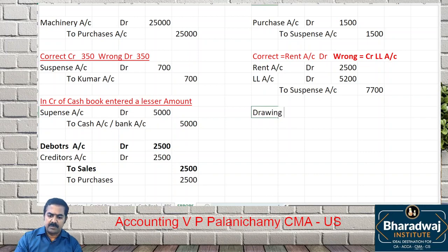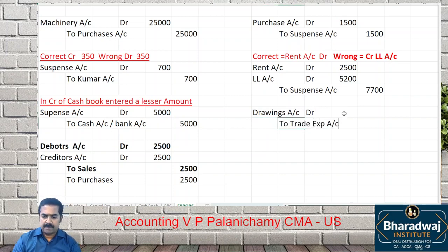Next. Personal insurance premium was debited to trade expenses account. Personal insurance premium should be debited to which account? Drawings account, but wrongly debited to which account? Trade expenses account. How much? 5,200. Why this entry? Drawing should be debited, debit now. Trade expense was wrongly debited, remove that by crediting.